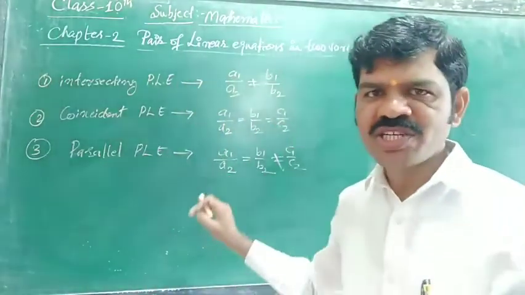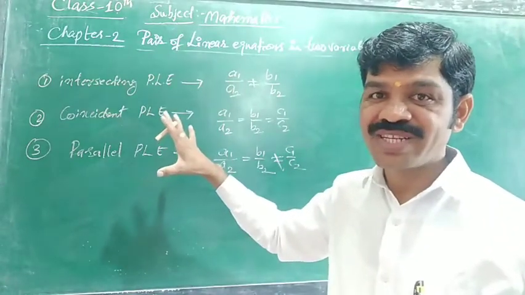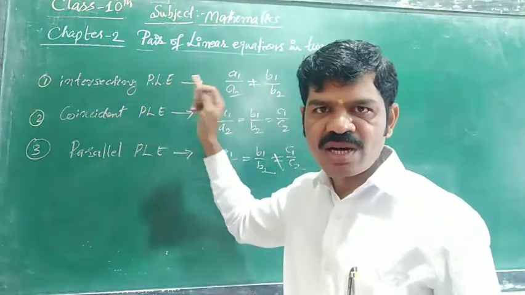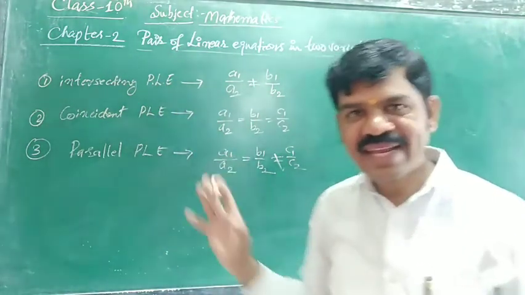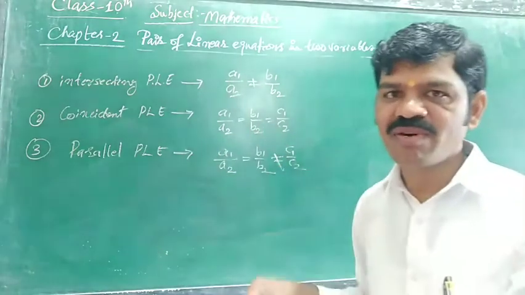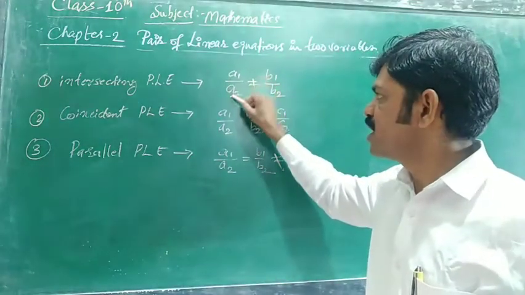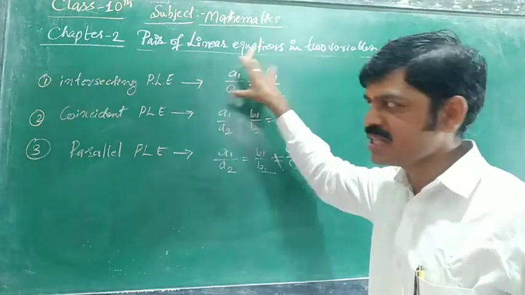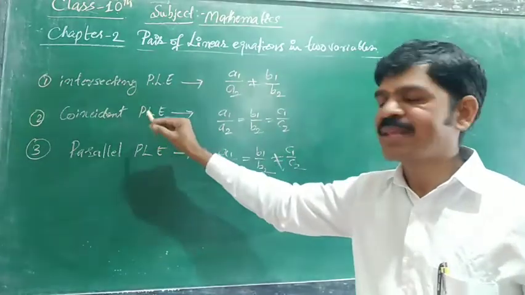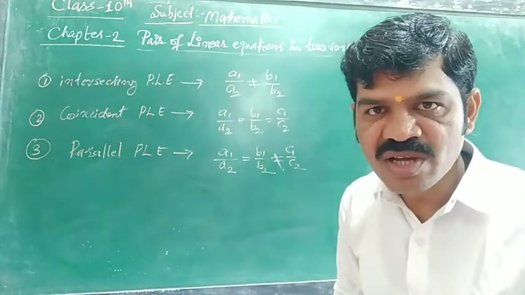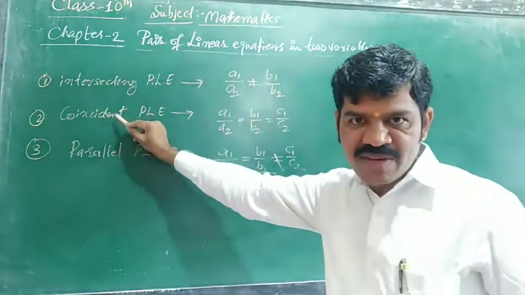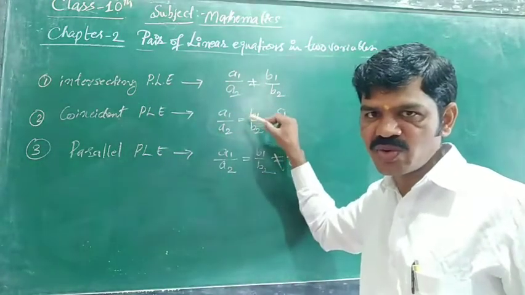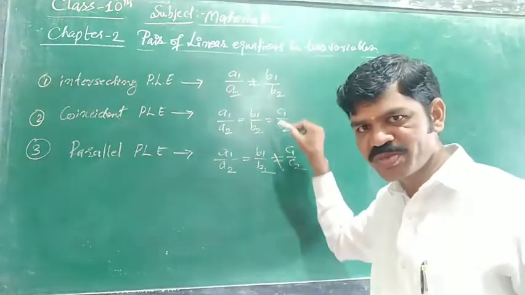Yes, this is the condition. We should keep it in mind. If intersecting pair of linear equations are there, then their coefficients of variables, A1, A2, B1, B2, this ratio will not be equal. If this is not equal, then it is intersecting lines. If the given pair of linear equations are coincident, then their coefficients all are equal. A1 by A2 is equal to B1 by B2 is equal to C1 by C2.